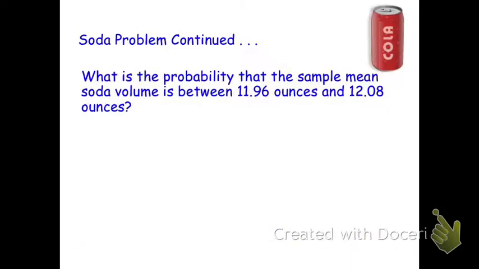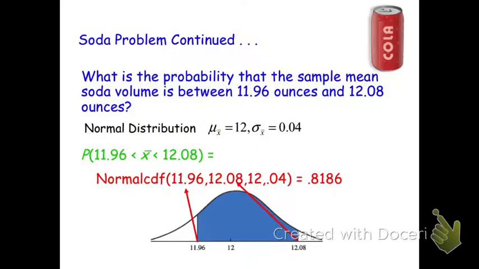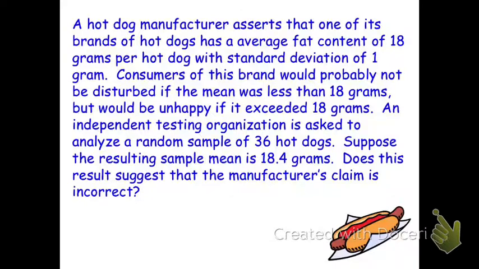Then it says, what is the probability that the sample mean is between 11.96 and 12.08? What do we do? Yes, normal CDF of 11.96, 12.08, then the mean 12 and standard deviation 0.04. Good. So you should get 0.8186. Remember, I got 4 decimal places. Okay, next example.